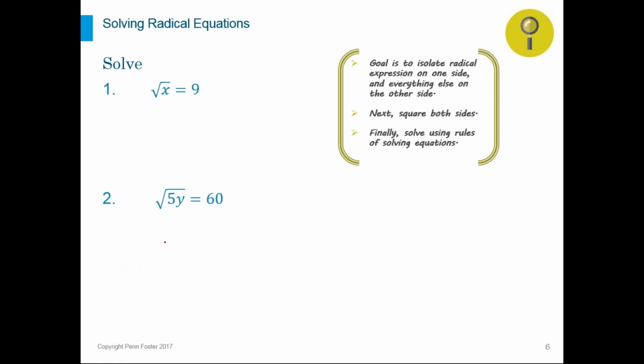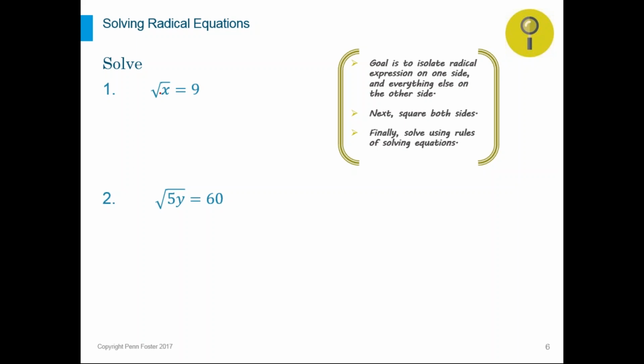Now, we need to understand the goal of solving radical equations. The goal is always isolating the radical expression alone on one side of the equation, and everything else should be on the other side. Once we are able to isolate the radical expression, we square both sides of the equation, because remember from the last webinar, we said that we are able to get rid of the radical sign by squaring the expression, because squaring a number or a value is the opposite of taking the square root of that value.